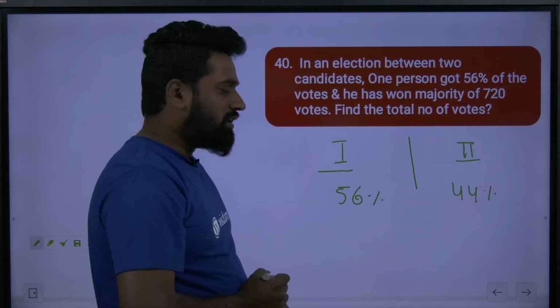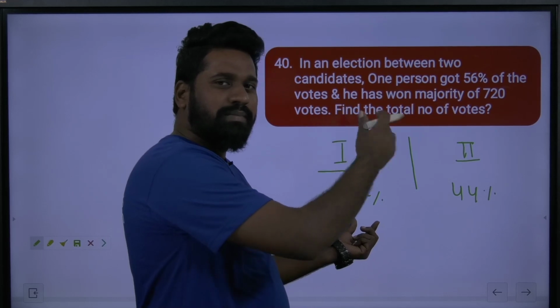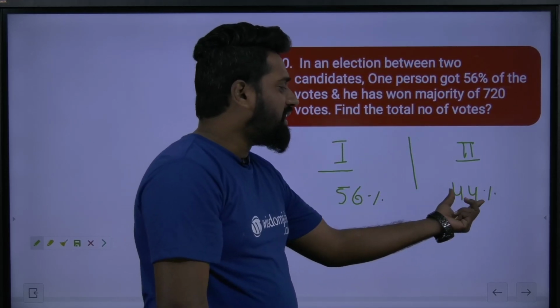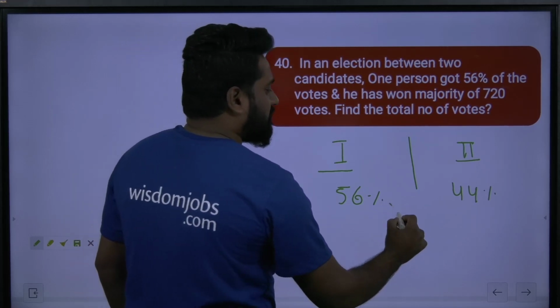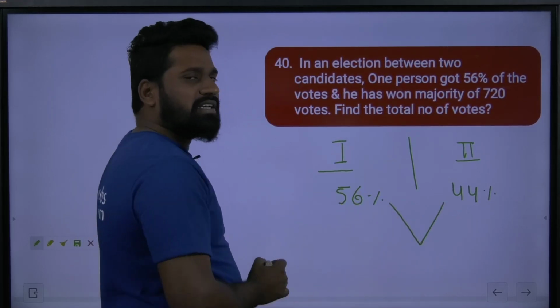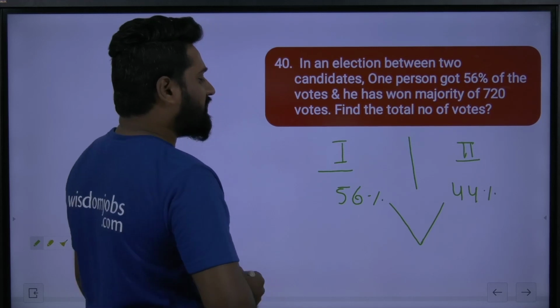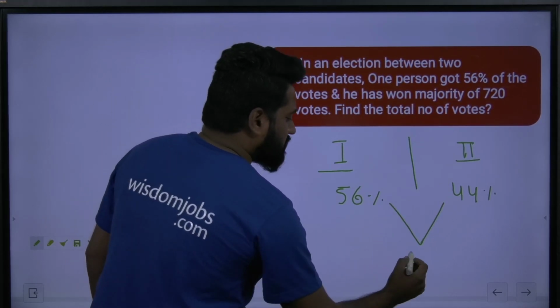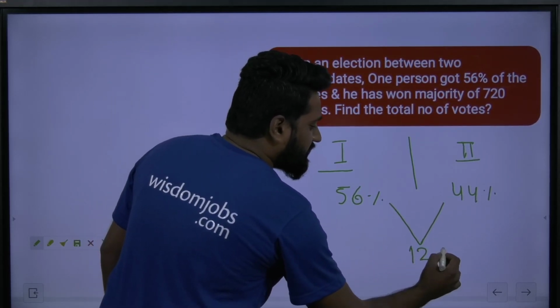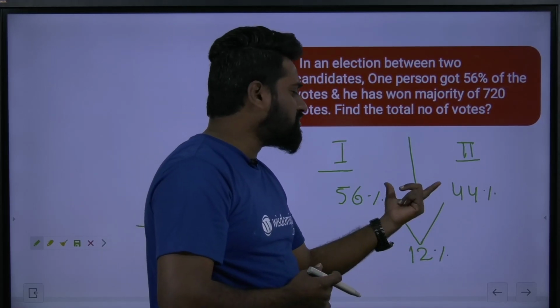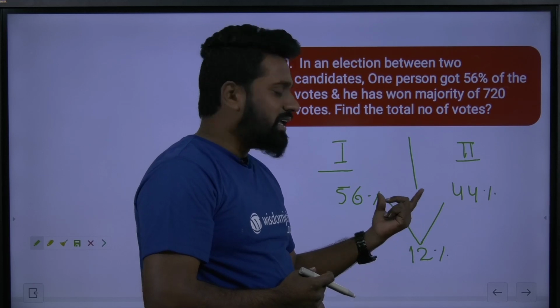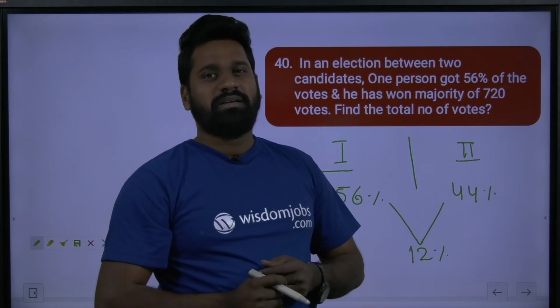Is it clear enough here? First person is 56, already mentioned in the question itself. Definitely the remaining percentage is 44%. Now if you observe these two, 56 and 44, what is the difference? That is nothing but 12%. This 12% is the difference of votes between these two. Is it clear? In terms of percentage it is 12%.